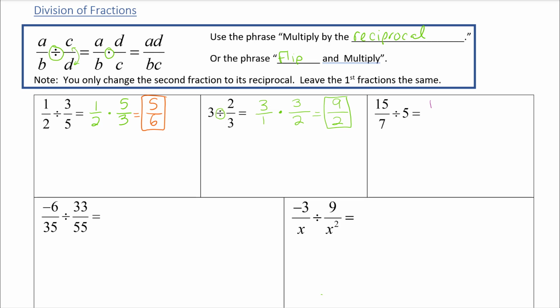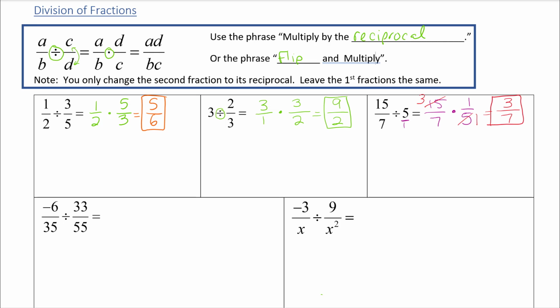On our next problem, I have 15 over 7 divided by 5. So I'm going to change that divide into a multiply, and multiply by the reciprocal. Now 5 you can think of as a fraction, as 5 over 1. So when I flip 5 over 1, I'm getting 1 over 5. I notice now that 5 and 15 have a common factor, so I can divide those both by 5. So 5 divided by 5 is 1, 15 divided by 5 is 3. Multiply across the top, 3 times 1 is 3. Multiply across the bottom, 7 times 1 is 7. And 3/7 can't be reduced anymore, so I am done.